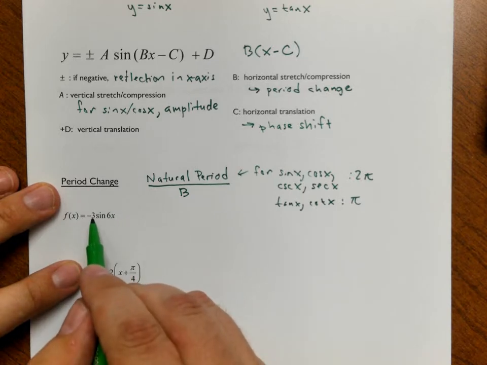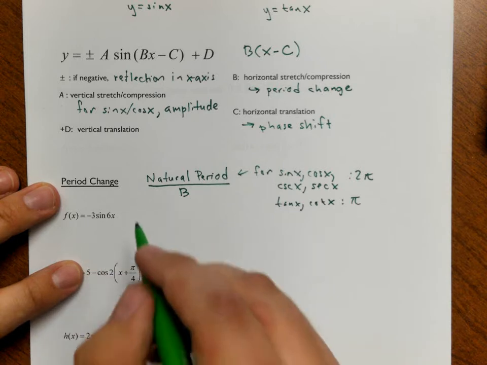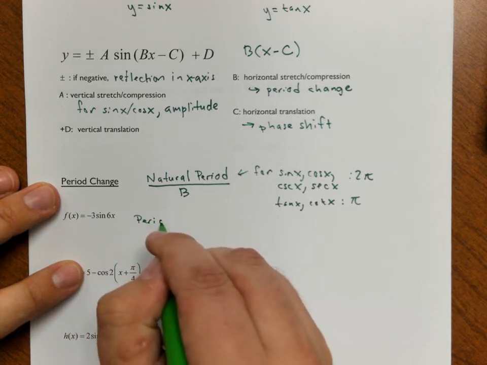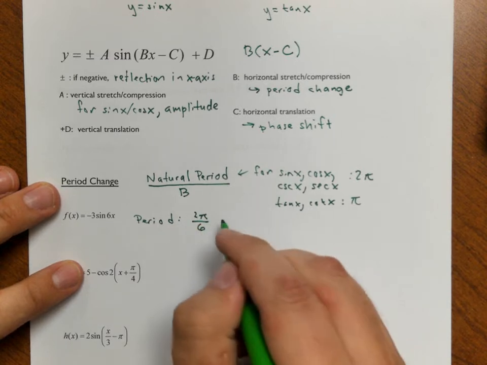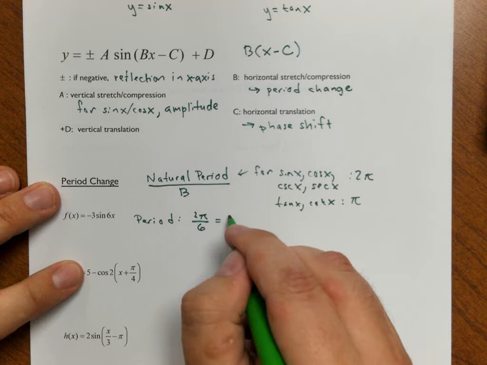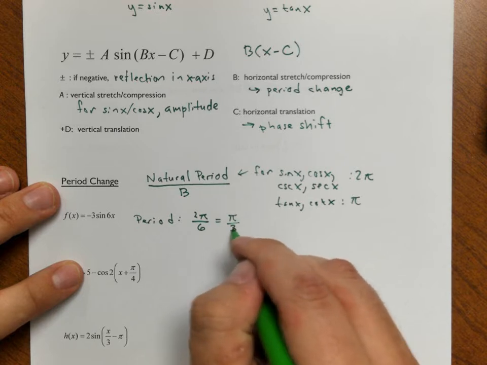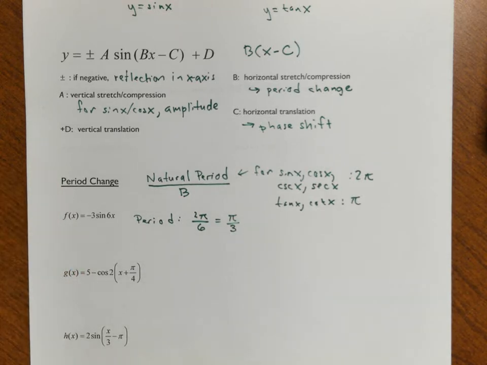I see an amplitude of 3, so this has been vertically stretched by 3. But my period, I will take the natural period of sine and divide by 6, which means my period will be pi over 3 when I simplify this. So when I graph this, if I look at any section of the graph that is pi over 3 long, I'm going to see everything that ever happens on this curve. That's the significance of the period.